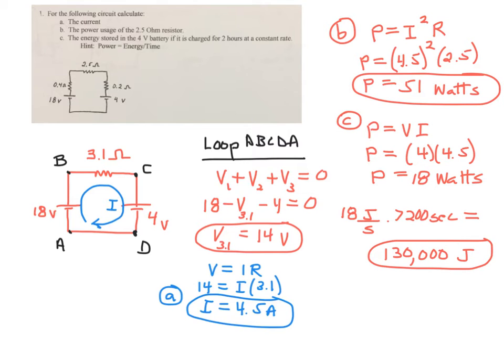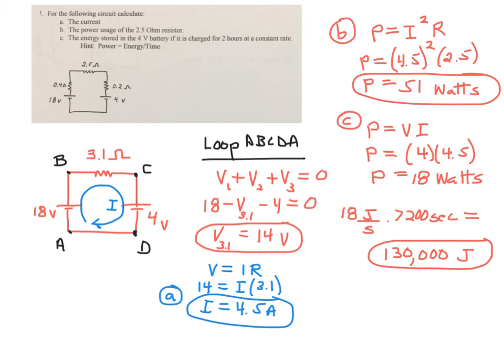The power used or transferred to heat or light by a resistor is best calculated by I squared R. You could do VI as well, but we have the current as 4.5 amps squared times the resistance gives you 51 watts, joules per second, of power output by that battery, or by the light bulb or resistor. And then they're asking for the energy stored in the 4-volt battery. Basically, you're charging that battery. If we're assuming all the energy is stored during that time, there's no losses.